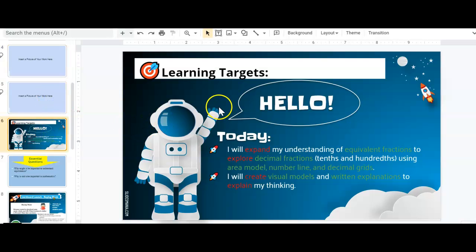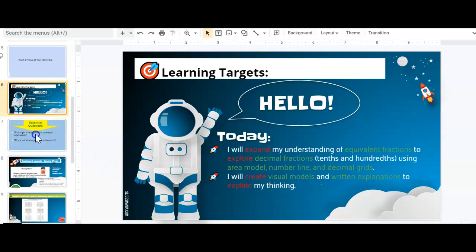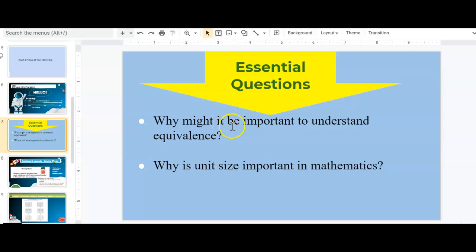Our learning target for today: I will expand my understanding of equivalent fractions to explore decimal fractions, tenths, and hundredths using area model, number line, and decimal grids. I will create visual models and written explanations to explain my thinking. Our essential questions: why might it be important to understand equivalence? Why is unit size important in mathematics?